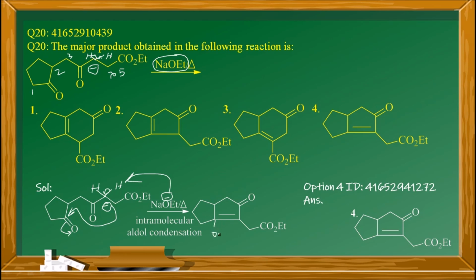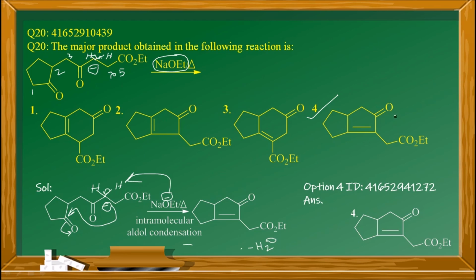Before dehydration there will be the alcohol, and this hydrogen will be here. So there is no double bond now. When we heat this mixture, it loses water, minus H2O, and this gives a double bond compound. So option number 4, friends. Option number 4 is the correct option, friends. The major product obtained in the following reaction, that is the aldol reaction, where we are going to cyclize these.